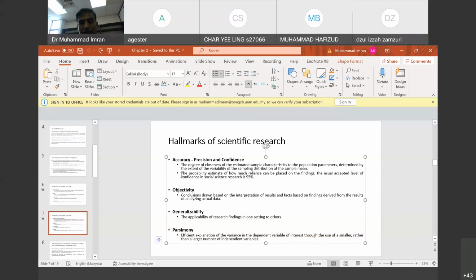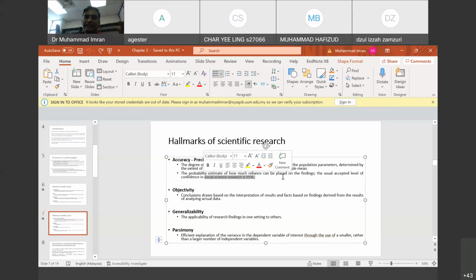Okay, precision means the findings of your research: is it accurate? Is it acceptable? Is it within our acceptable value? Our acceptable value is 95% in social sciences. It means I have 95% confidence in my finding. This finding will give me a correct answer, a 95% solution to my problem, okay?